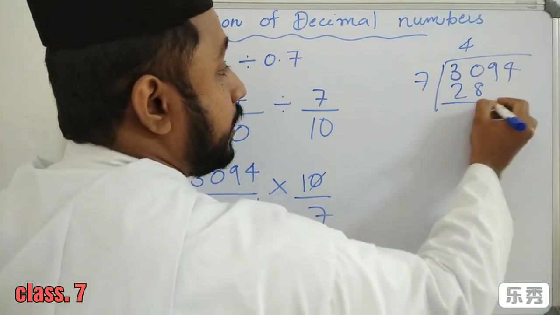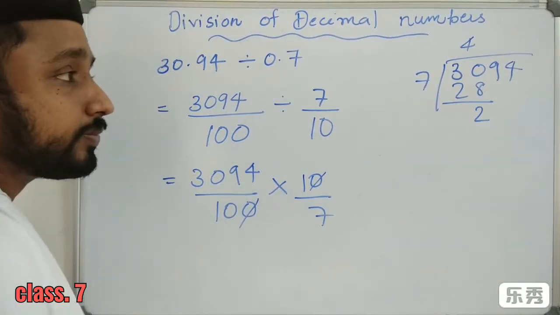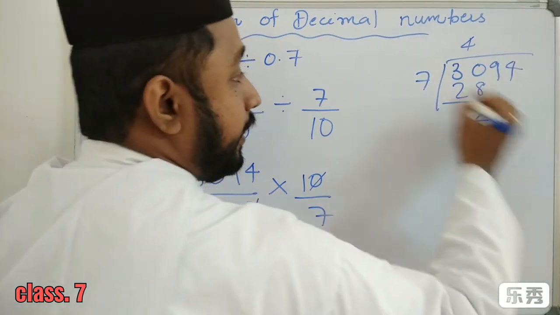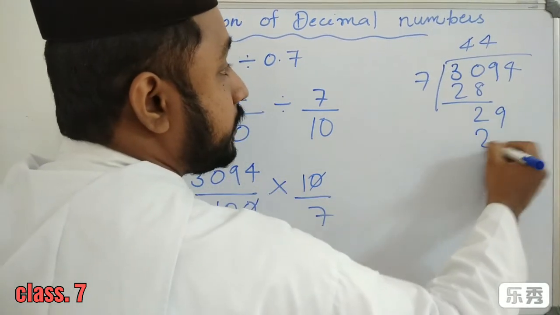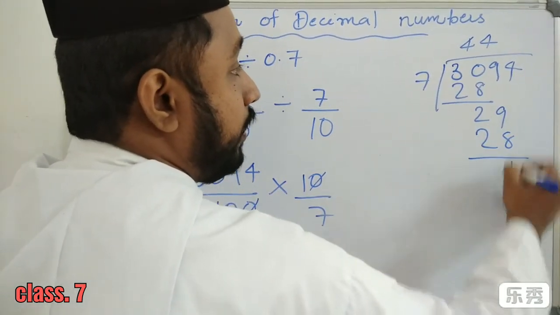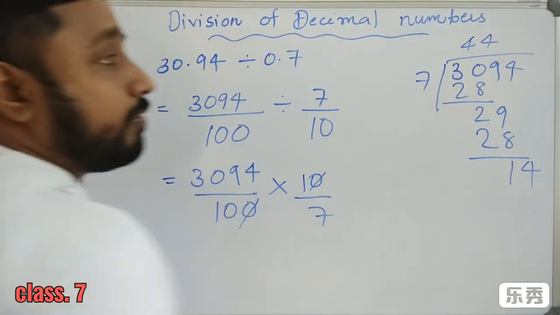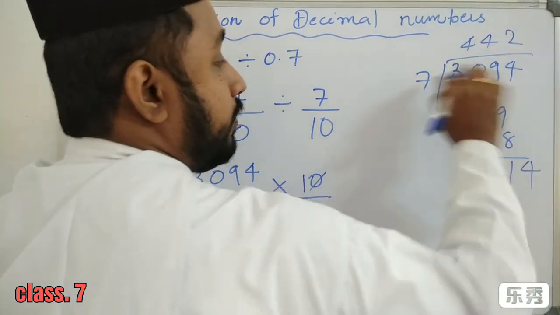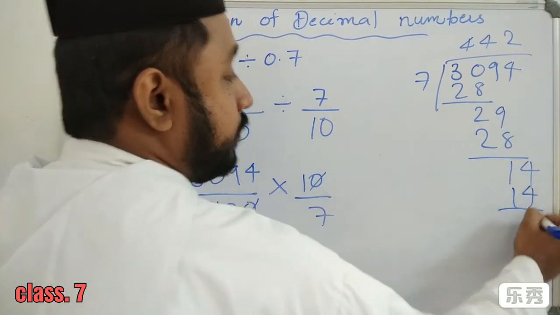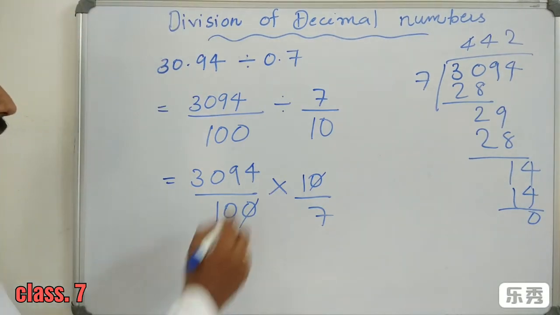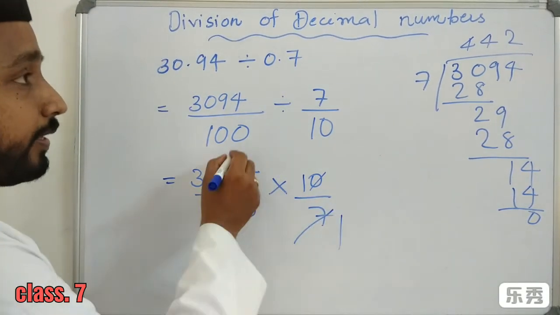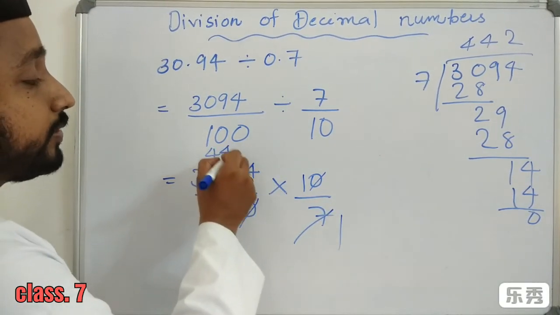7 into 30, 4 times, 28, remainder 2. Then 9, 29. Again 7 into 29, 4 times, 28, remainder 1. Then 4, 14. 7 into 14, 2 times. So we can divide with 7. So here 442 times.